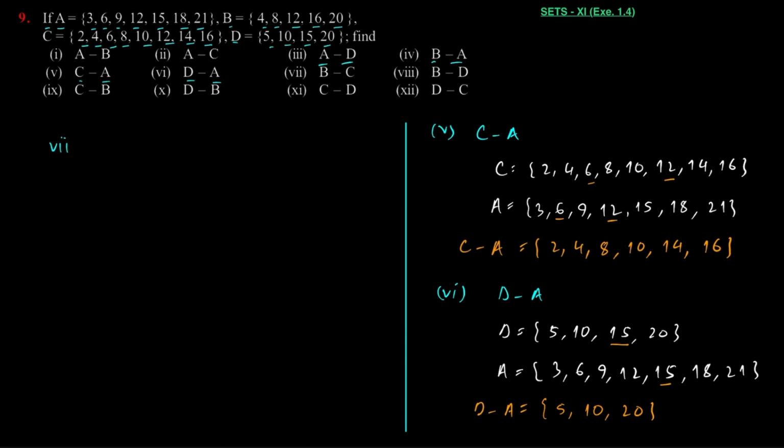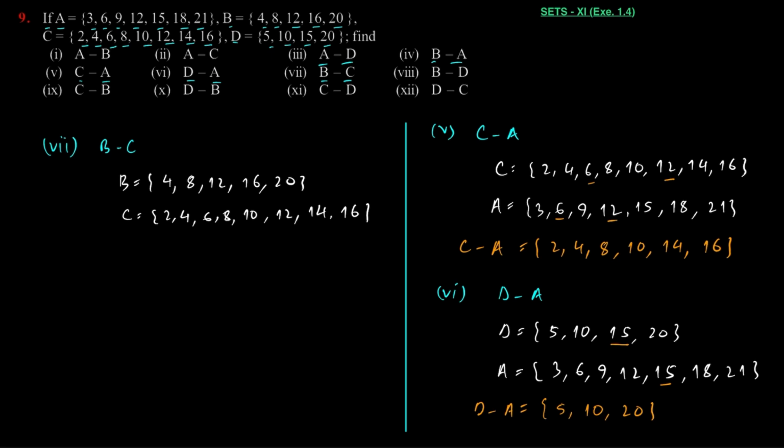It's part number 7. What is B minus C? So set B is having elements as 4, 8, 12, 16, and 20. That is first 5 multiples of 4. Similarly, set C is having elements, as we know, 2, 4, 6, 8, 10, 12, 14, and 16.